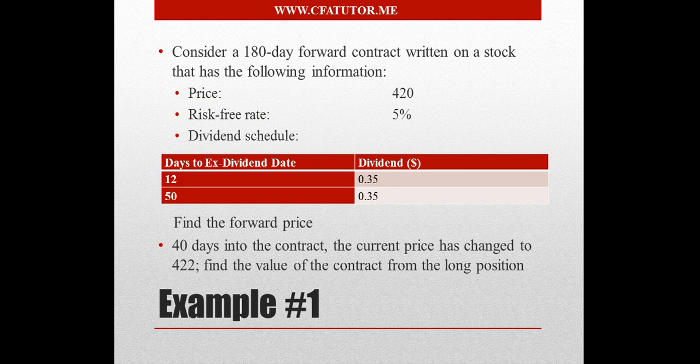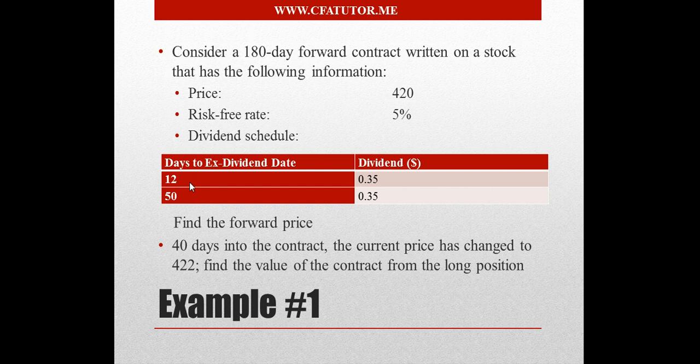So let's look at the example for which we will be using the file, and we have two examples here. We consider a 180-day forward contract written on a stock that has the following information: the price of 420, a risk-free rate of 5%, and we have the dividend schedule over here.